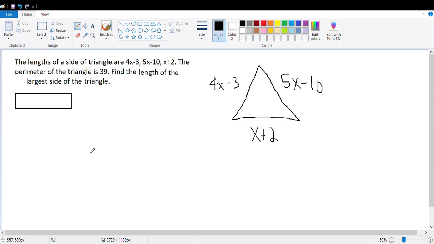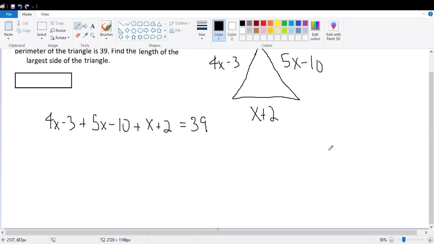So I'm going to add up the sides of the triangle, 4x minus 3 plus 5x minus 10 plus x plus 2. And that's supposed to equal the perimeter, which is 39. So I'm going to set it equal to 39. This is the part where you have to know what the perimeter of a geometric shape, in this case a triangle, is. And now here is where we just solve for x.